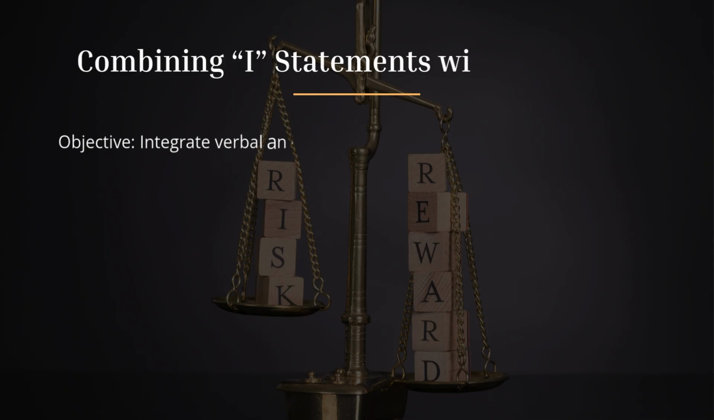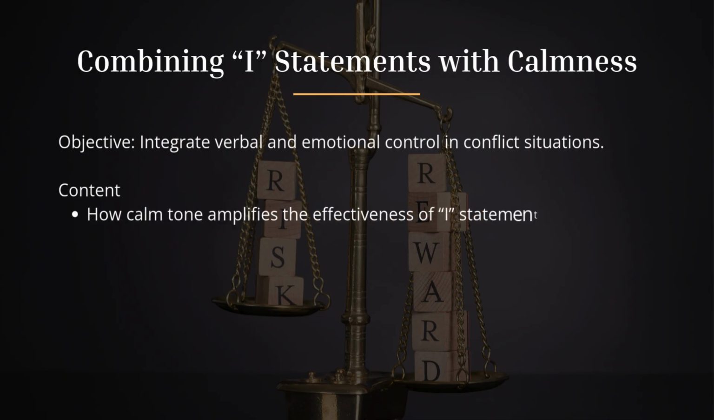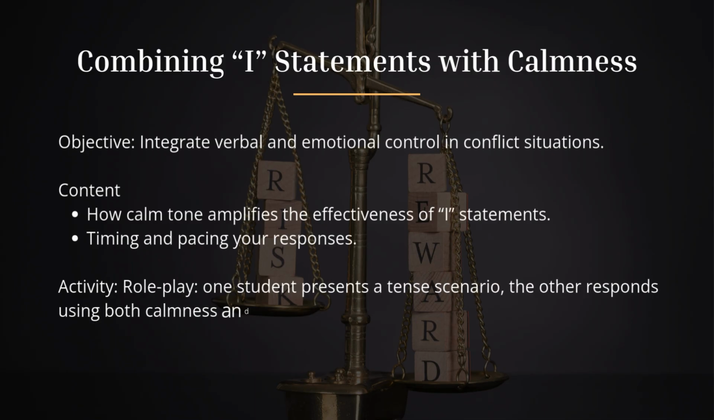Combining I statements with calmness. Objective: integrate verbal and emotional control in conflict situations. Content: how calm tone amplifies the effectiveness of I statements. Timing and pacing your responses. Activity: role play. One student presents a tense scenario, the other responds using both calmness and I statements.